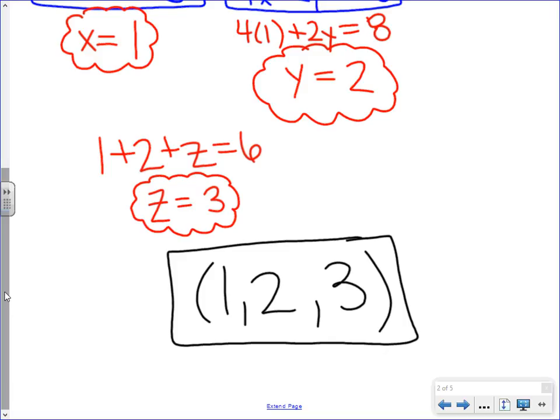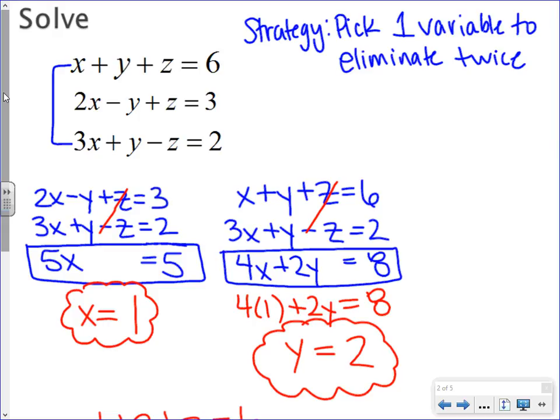Okay? Now, do you know if you have the right answer or not? We can find out. This is a solution because it works for every single equation. So, is 1 plus 2 plus 3 6? Yes. 2 times 1 is 2. Minus 2 is 0. Plus 3 is 3. Yes. 3 times 1 is 3. Plus 2 is 5. Minus 3 is 2. It works for all three.